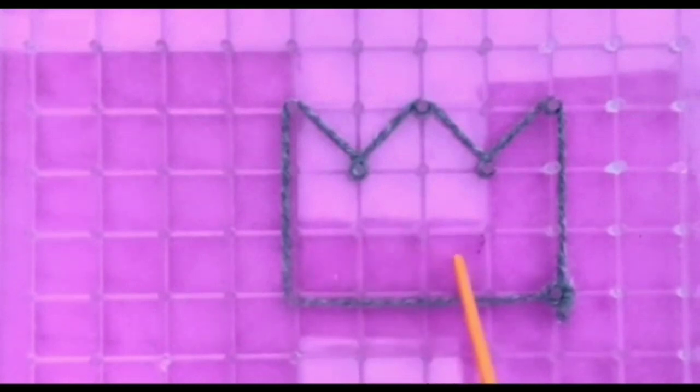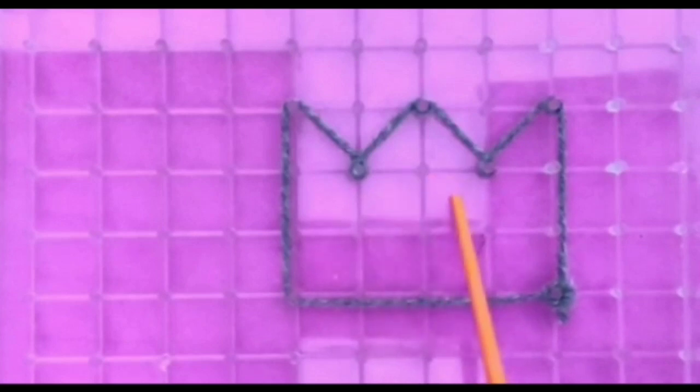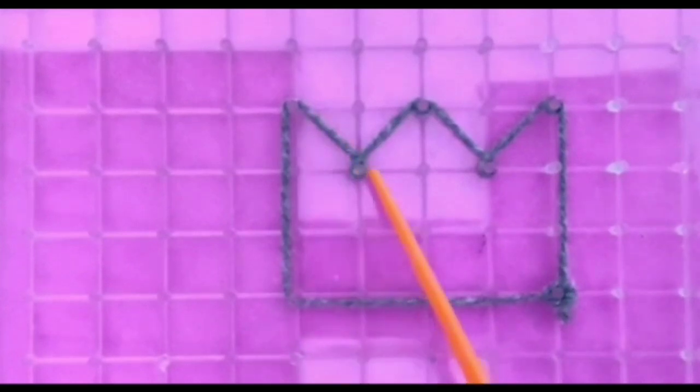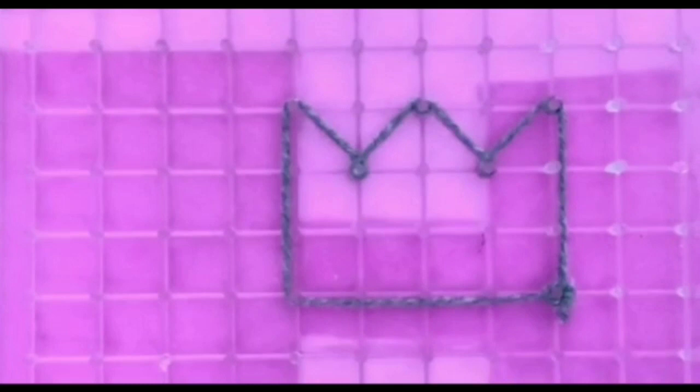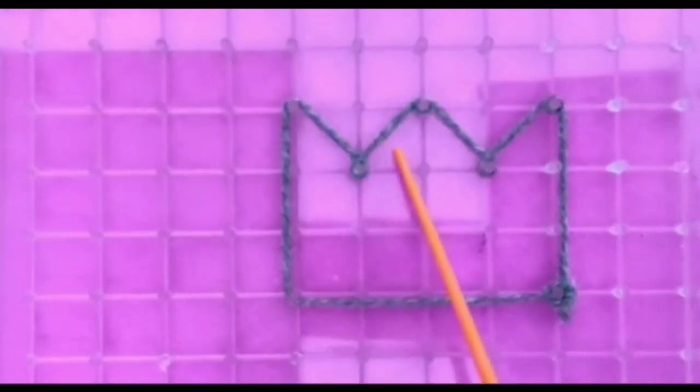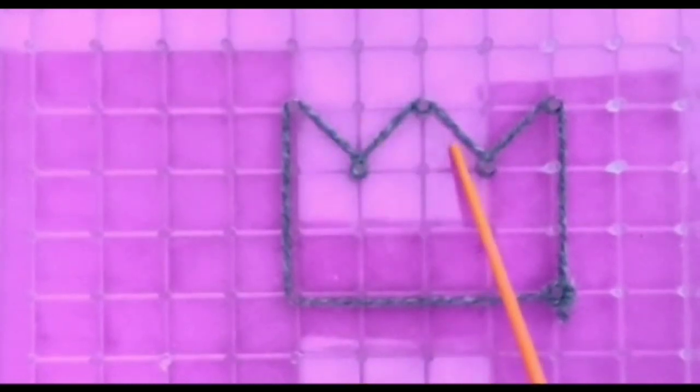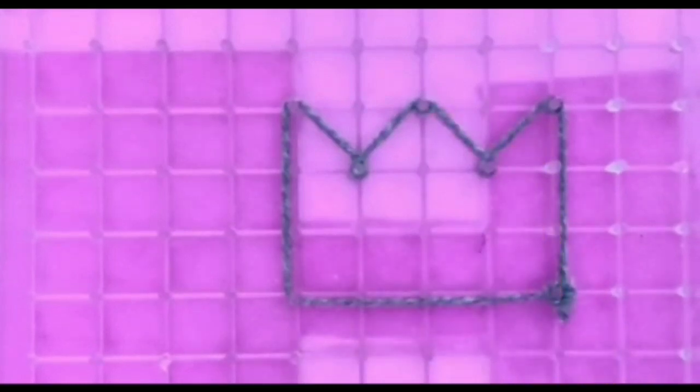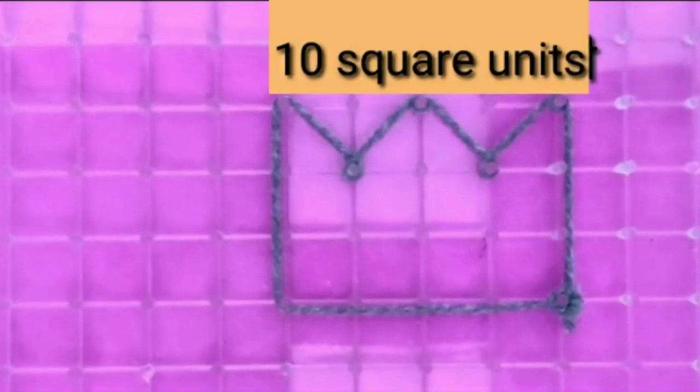1, 2, 3, 4, 5, 6, 7, 8. These 8 are full square boxes. Now let's count the number of squares whose half area has been covered. 1, 2, 3, 4. 4 half boxes means 2 full boxes. Firstly it was 8 square boxes and now 2 more, so the total area covered by this figure is 10 square units.